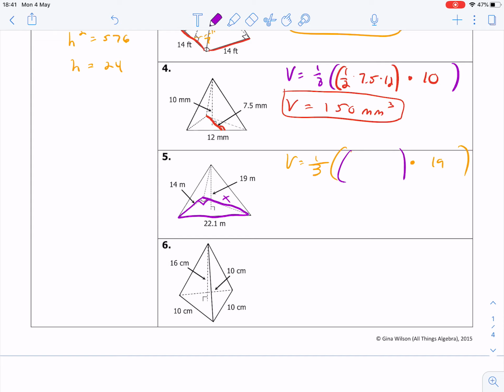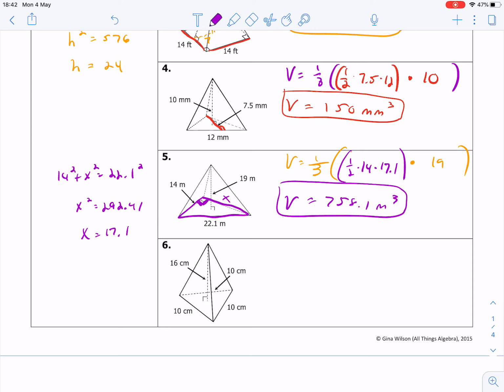You guessed it, Pythagorean theorem. 14 squared plus x squared equals 22.1 squared. X squared equals 292.41. X equals 17.1. So it's going to be 1/2 times 14 times 17.1. The reason is because the base and the height have to be perpendicular. There we go. And so our volume here, this is number 5, is going to be 758.1 meters cubed.